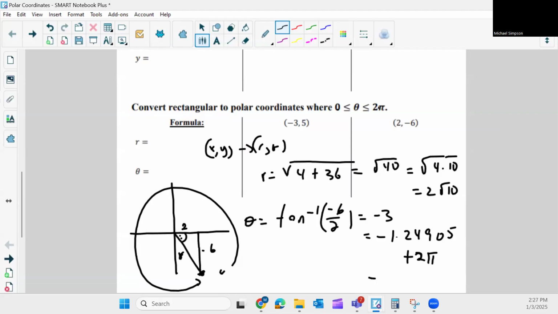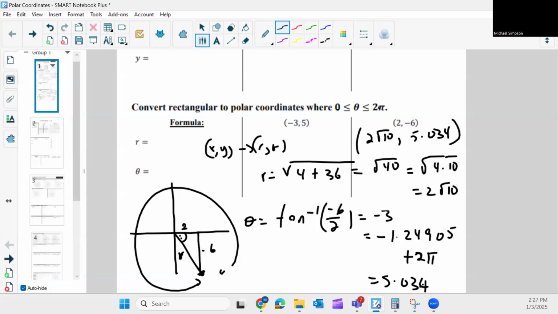Now I'm going to round it. That gives me 5.034, or truncated, 5.034. That's the angle. So what I'm looking for now, my R value for this one is going to be 2 square root of 10, and the angle is 5.034. All right. Let's move on to something else.